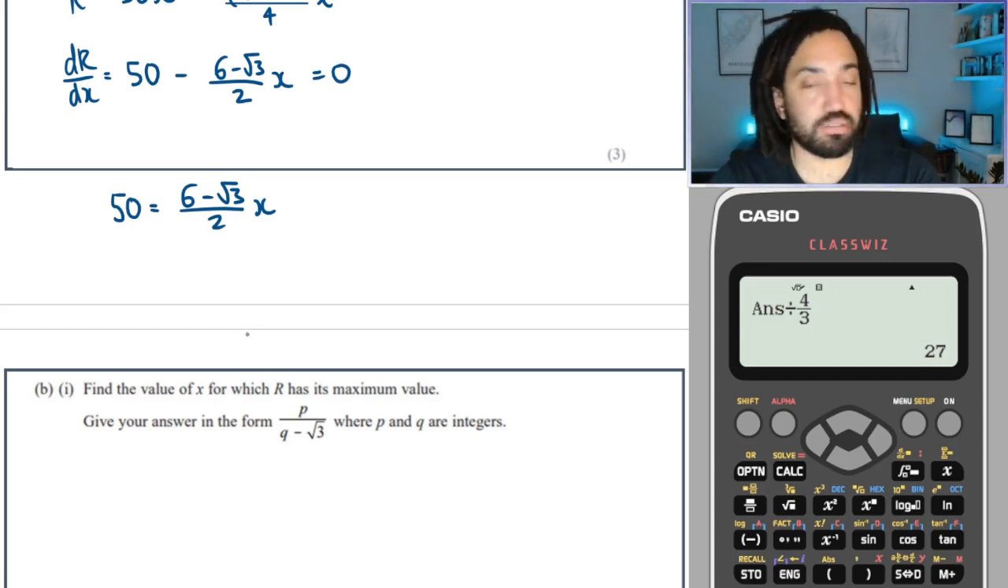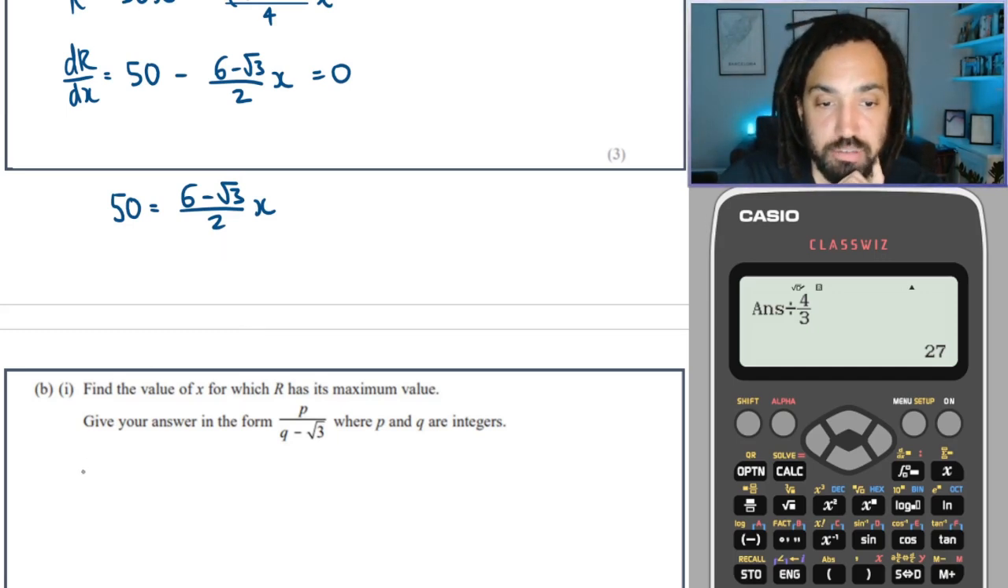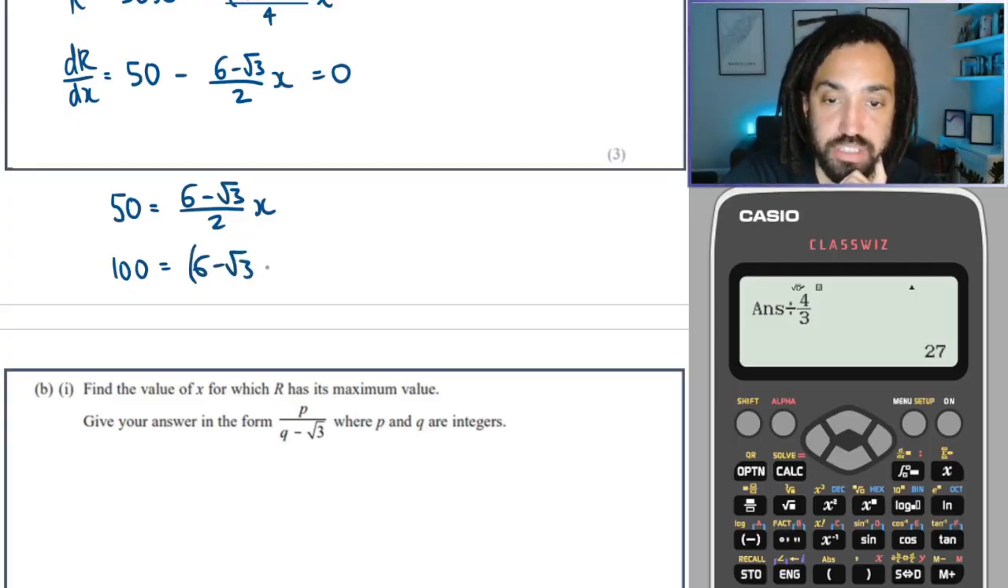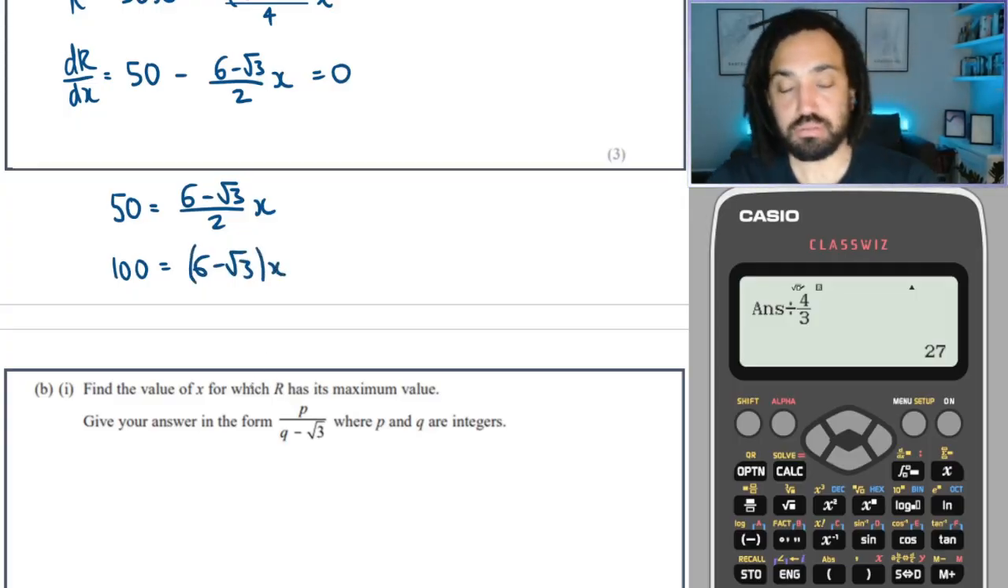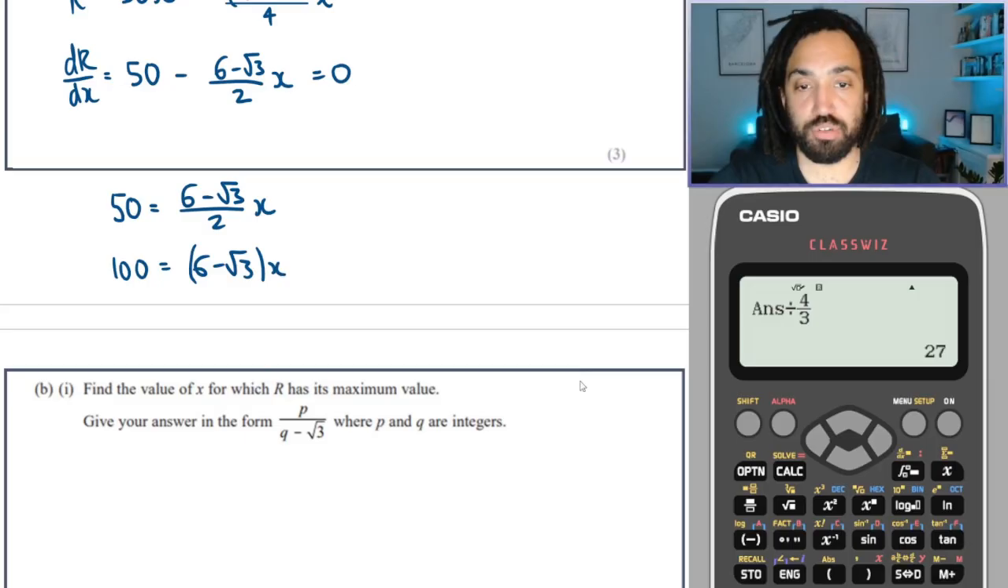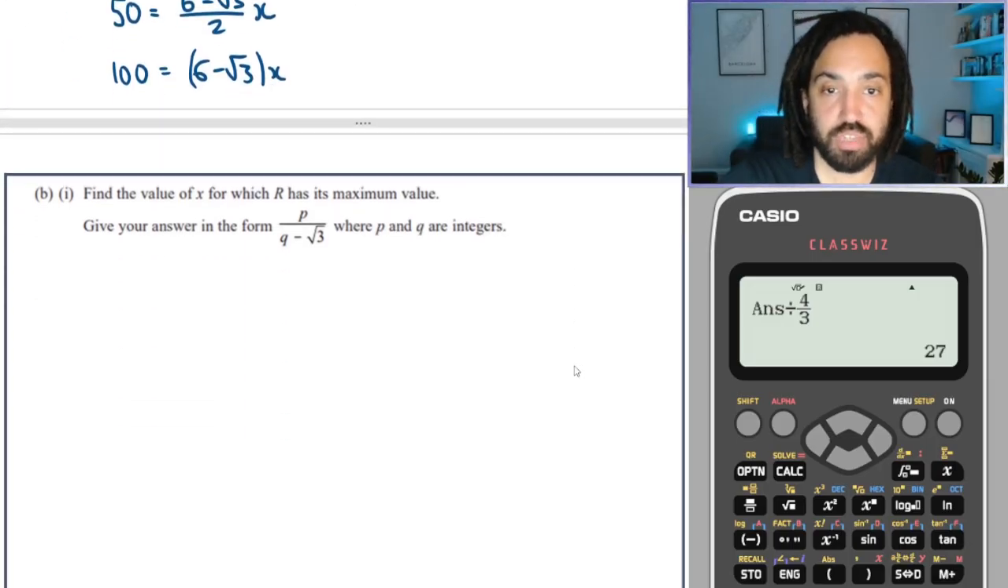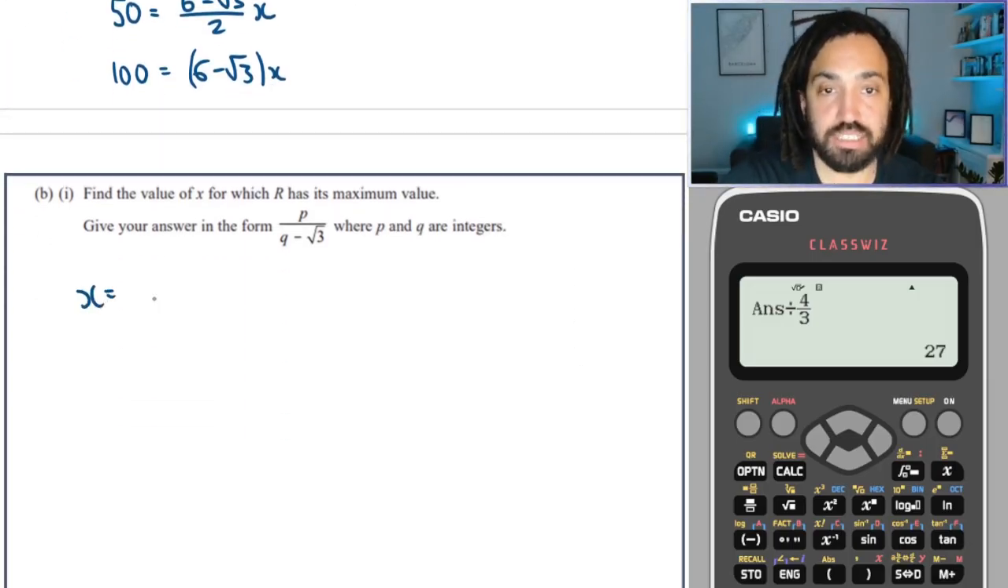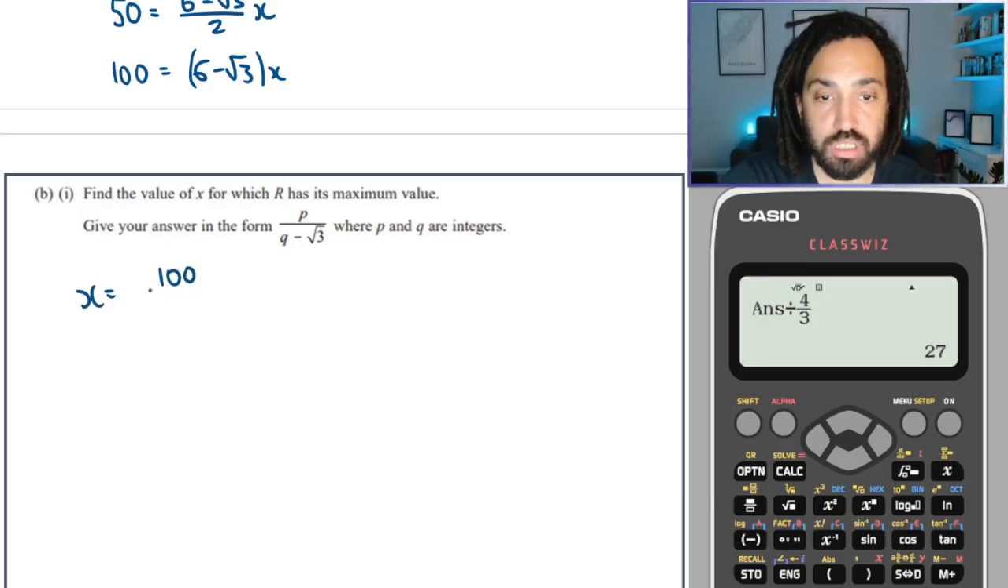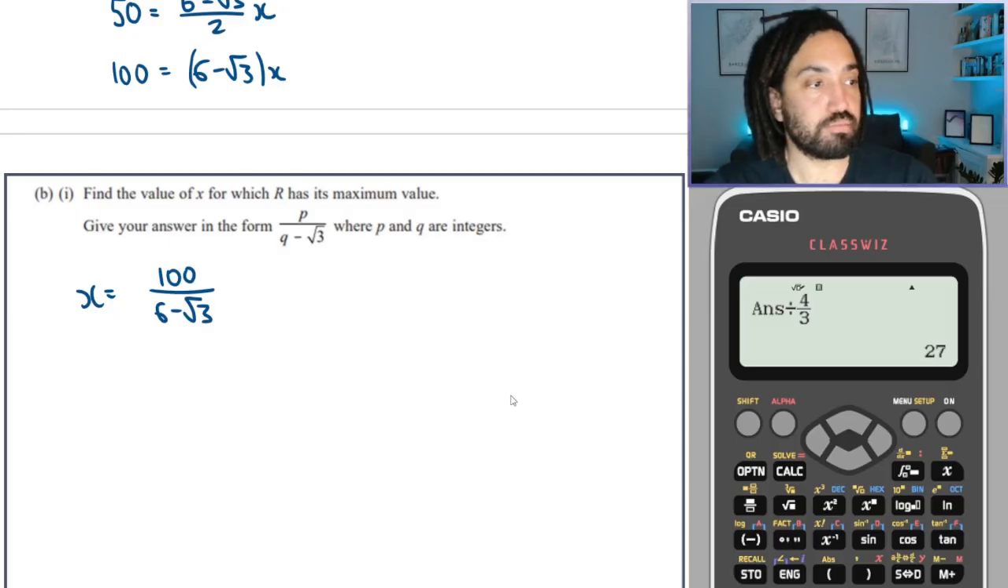Like so. I can then times both sides by 2, which gives me this. And then I can divide through by this 6 root 3. So I get x is equal to 100 over 6 minus root 3.